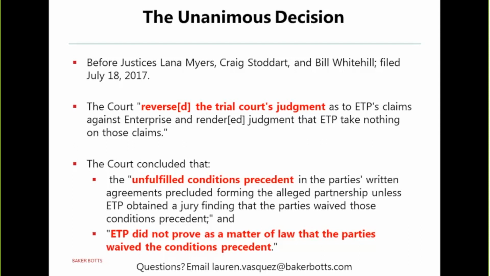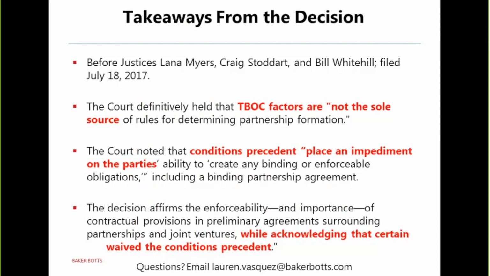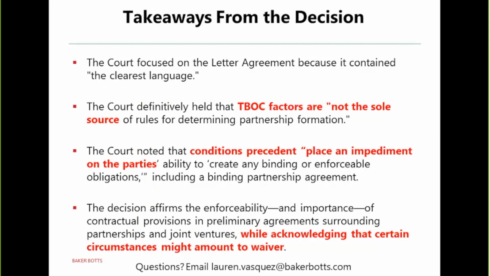The court found that on the record, ETP did not prove that waiver. So what are some takeaways from the decision? There are arguments in the briefing, and there's some discussion in the opinion about which parties signed which agreements and what is the scope of those agreements, but really the court cut through some of that and focused on the letter agreement because the court found that it had the clearest language on conditions precedent.